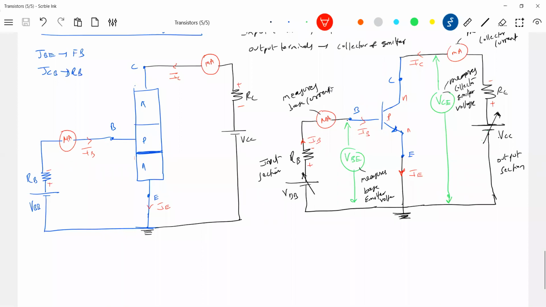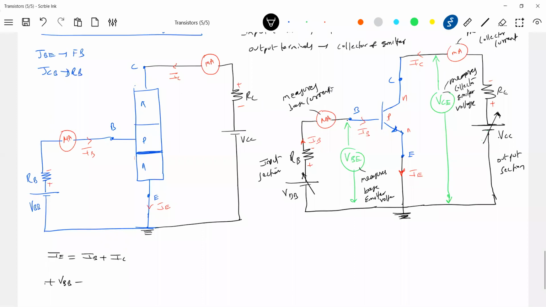Okay, let's come to this. Now we don't know anything. Shall we write KCL? What is KCL? IE equals IB plus IC. Shall we write KVL here? Looking at KVL, this is a forward bias base emitter junction. Plus VBB minus IBRB.